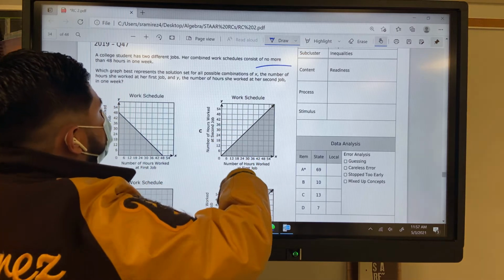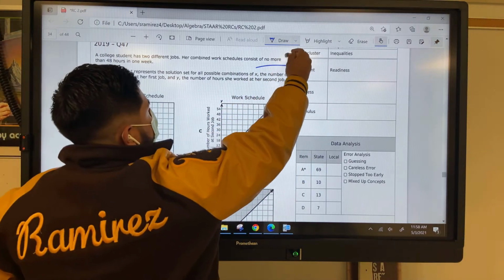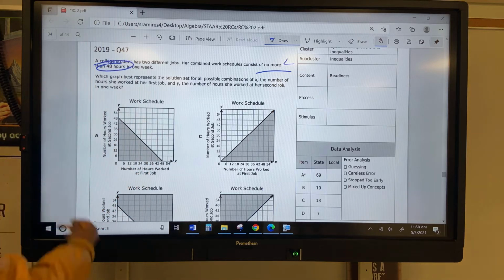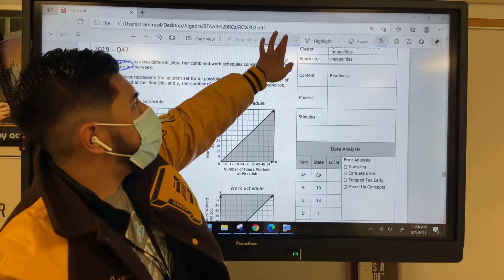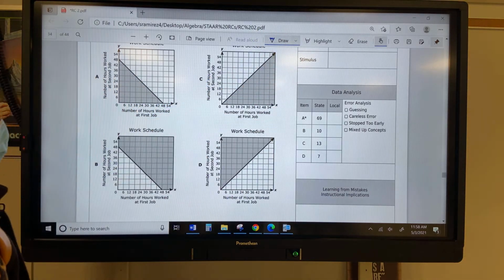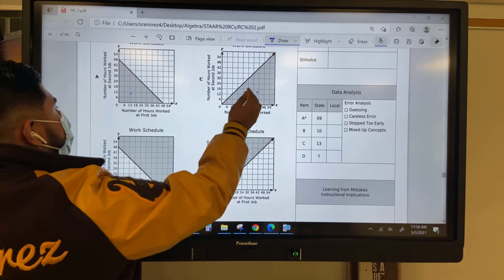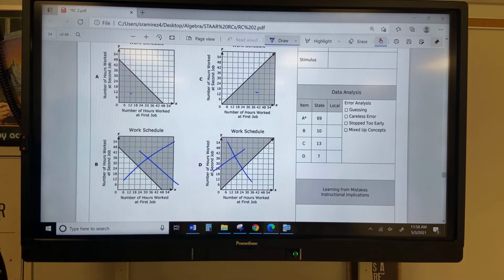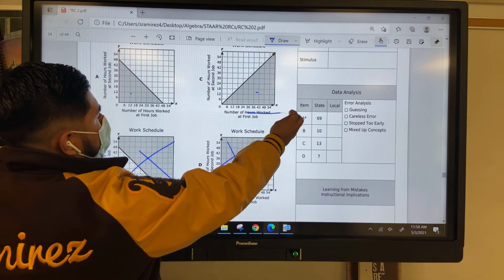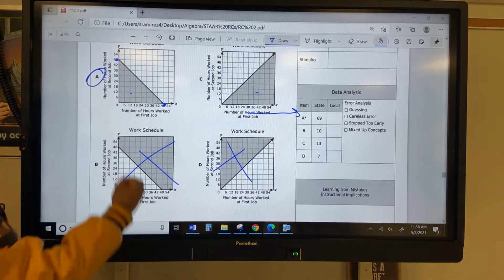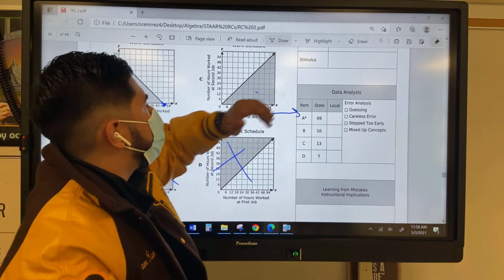Keyword no more than, so that means it's less. And it says no more than 48. So we're making sure it doesn't go more than 48. And it's less. Which ones are less? This one and this one, because it's below the line, not these two. And no more than 48. This one's going above 48. This one's stuck at 48. Boom. Let's keep going.